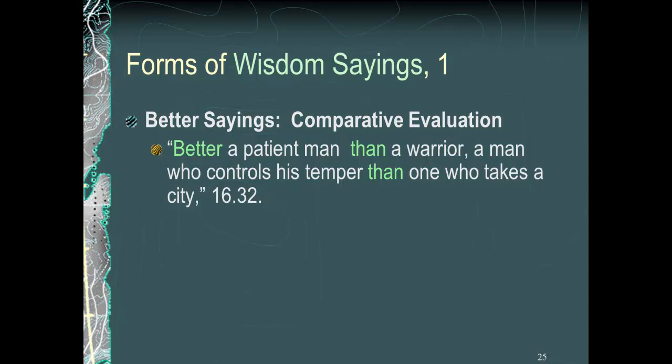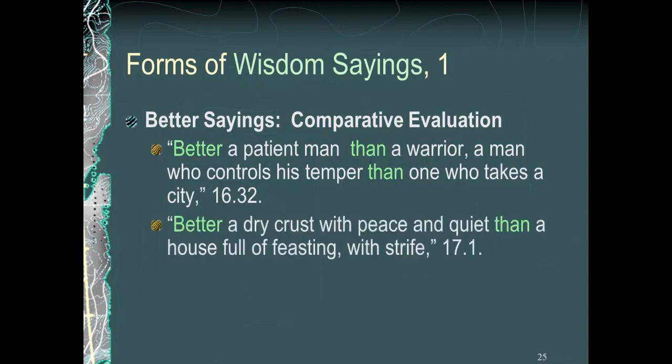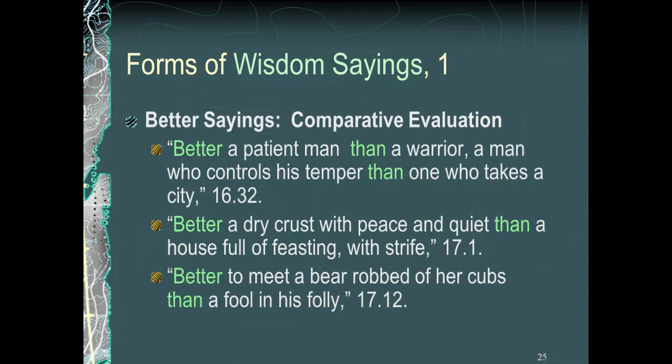So from Proverbs 16, better a patient man, and here's the second comparative feature, than a warrior. And then by ellipsis carried over, better a man who controls his temper than one who takes a city. Another example would be found in chapter 17, verse 1 and verse 12.